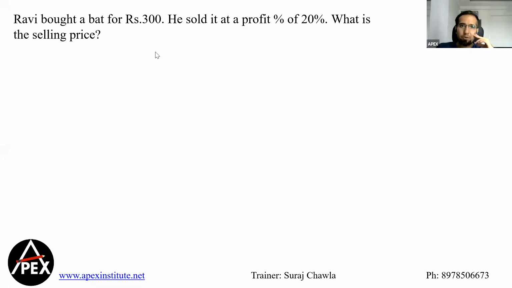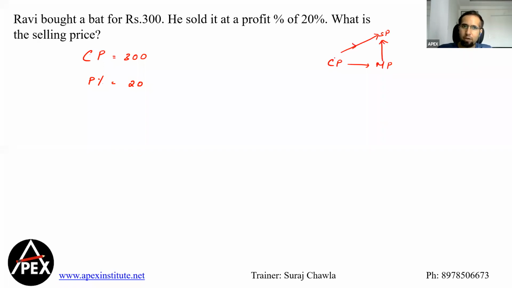Ravi bought a bat for 300 rupees and had it sold at a profit of 20%. So I know one thing for sure here, that my cost price is equal to 300 and my profit percentage is equal to 20. Now there are two things that you can do. I know that profit is calculated on cost price. I repeat, this is my triangle. So I am at this part of the triangle, okay?